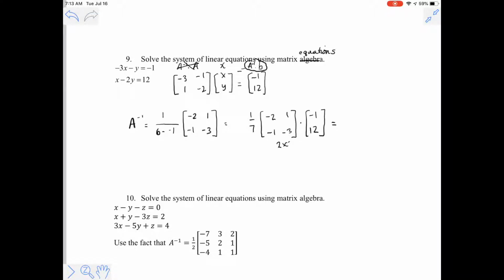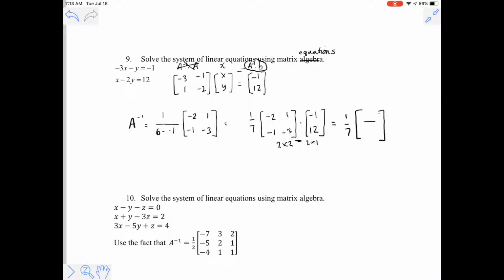So if we have a 2 by 2 being multiplied by a 2 by 1, we're going to get a 2 by 1. So what we're going to do first is multiply these two matrices, and then at the end multiply the 1/7 into that matrix. So I'm going to leave the 1/7 out here.